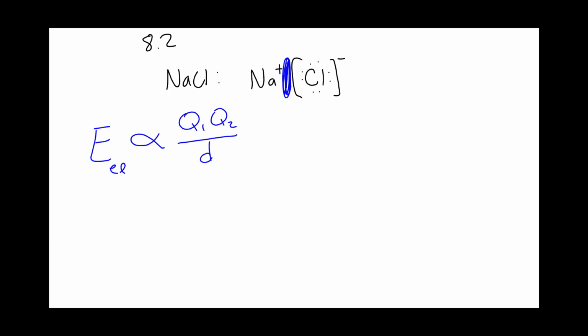Now we're going to talk about this in terms of the force between them. This is called Coulomb's law, and I'm going to take this equation and vary it just a little bit to make it for a force instead of an energy. It's still going to be proportional to Q1, Q2, but I'm going to square the distance, and that is called Coulomb's law. The force is proportional to Q1 times Q2 divided by the distance squared. So this is going to tell us how strong is our ionic bond.